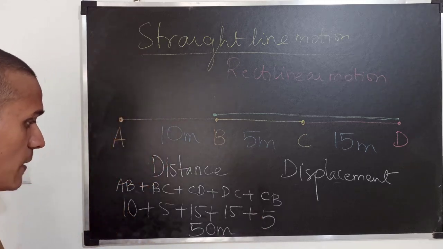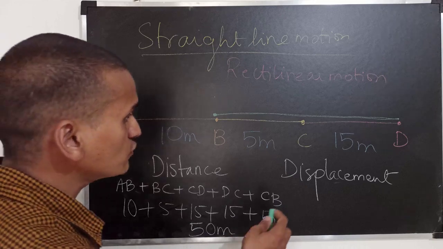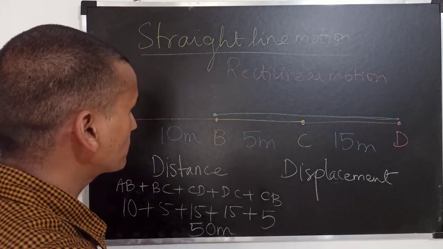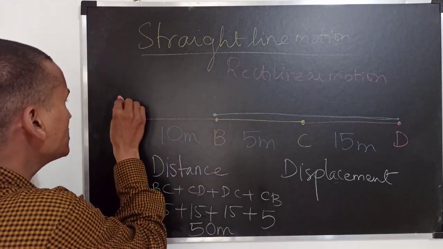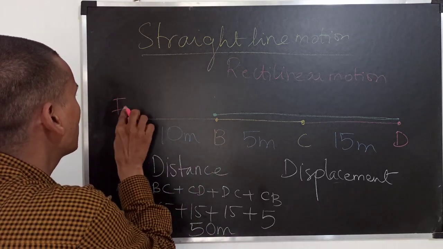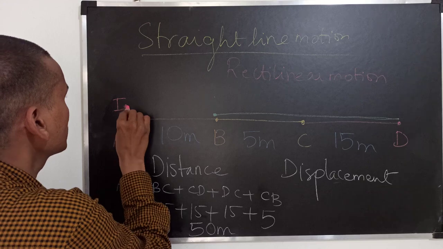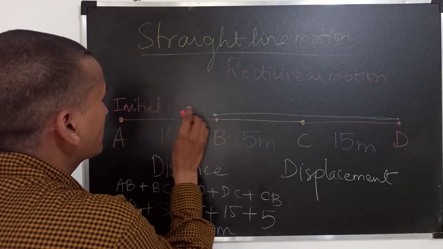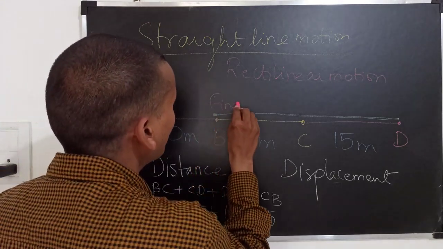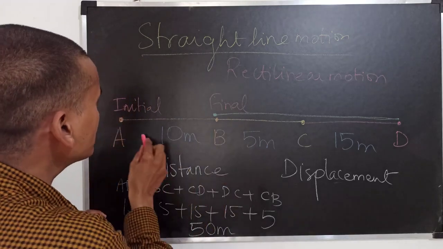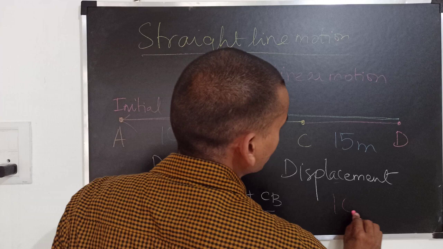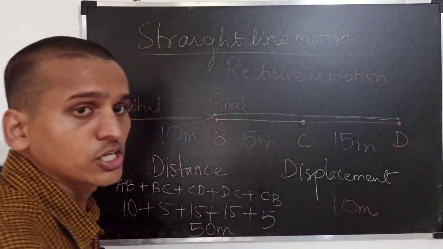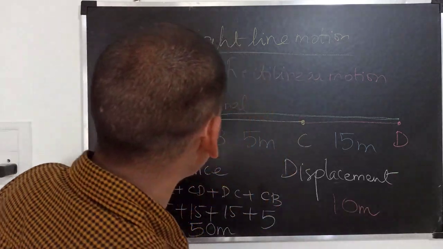Now suppose you want to find the displacement. How can you find this? Displacement is the shortest distance between the initial and the final point, right? So this was the initial point, and this was the final point. So the displacement here is this distance, which is 10 meter. Displacement here is 10 meter. You understand? Now we'll solve another problem.